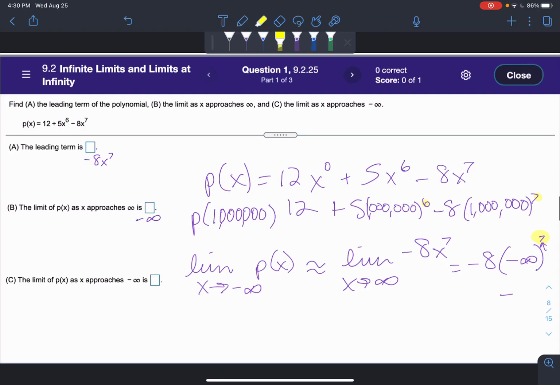don't change the negative, but even powers will change the negative. That's why, like, negative 2 squared will make 4, but negative 2 cubed will make negative 8. So just be aware of those algebra concepts. All right, so I have a negative infinity here times a negative 8. So a negative times negative gives me a positive, and that's why my answer will be positive infinity.